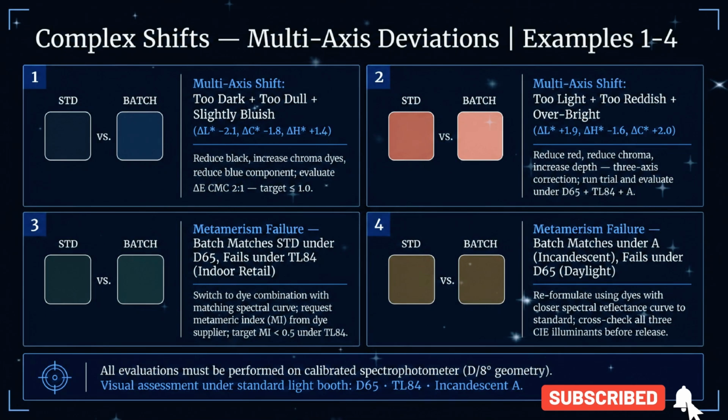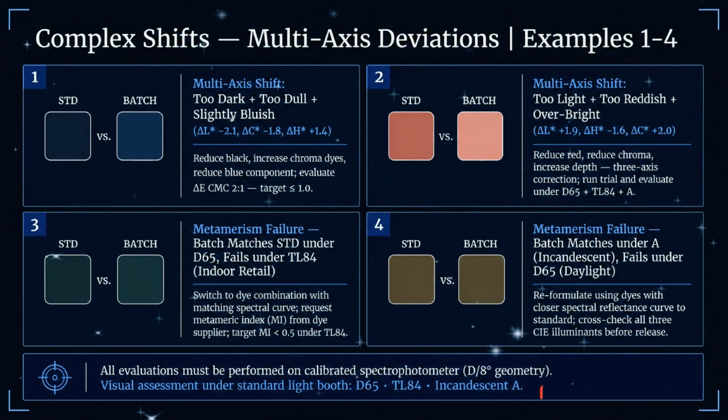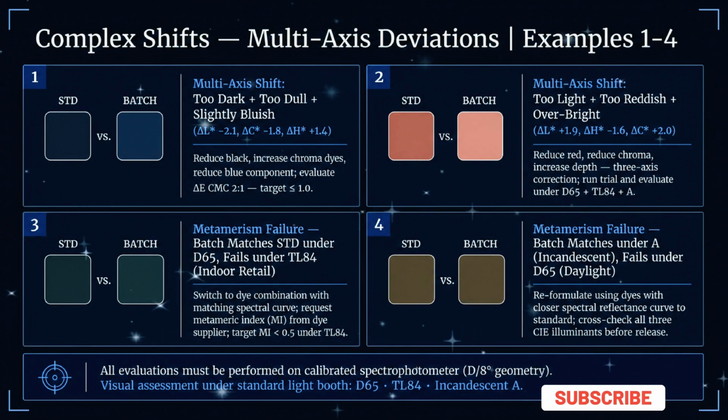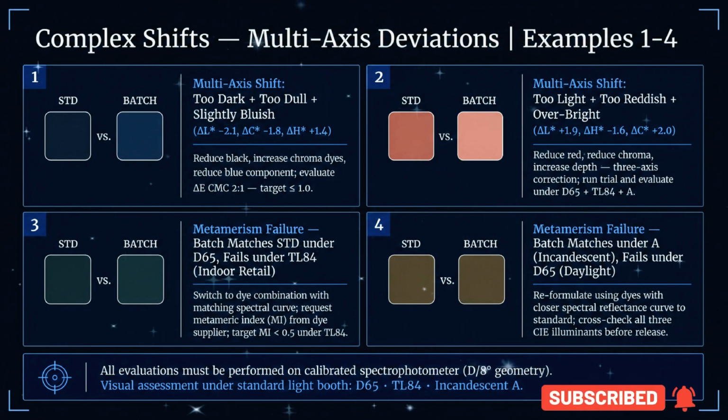The last examples deal with light fastness and washing fastness. We review corrections for batches that fail light fastness due to poor dye selection, and those that fail wash fastness due to incorrect fixation or rinsing.